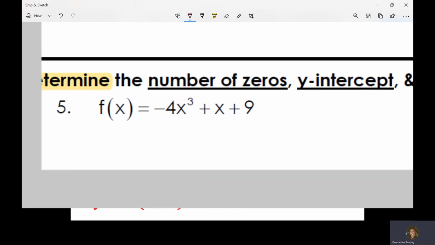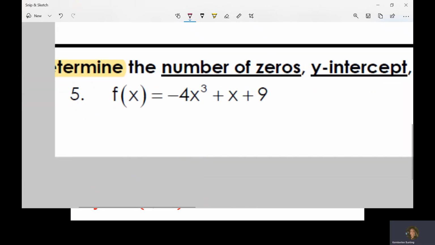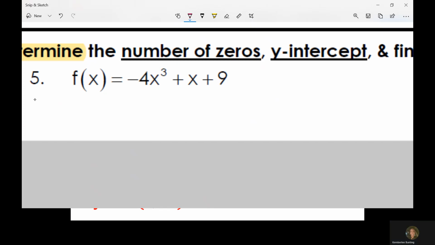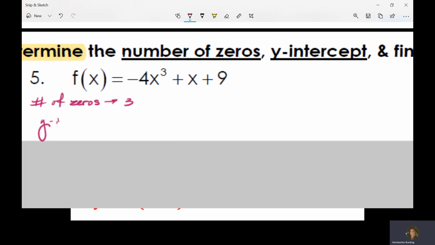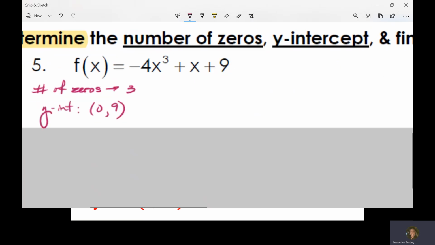They're asking for the number of zeros, y-intercept, and the domain. How many zeros? Very good. Number of zeros: 3. Y-intercept. What is my y-intercept? Just 9? No, (0, 9). Thank you. It's a coordinate, right? And then finally, what did I ask for? The domain.